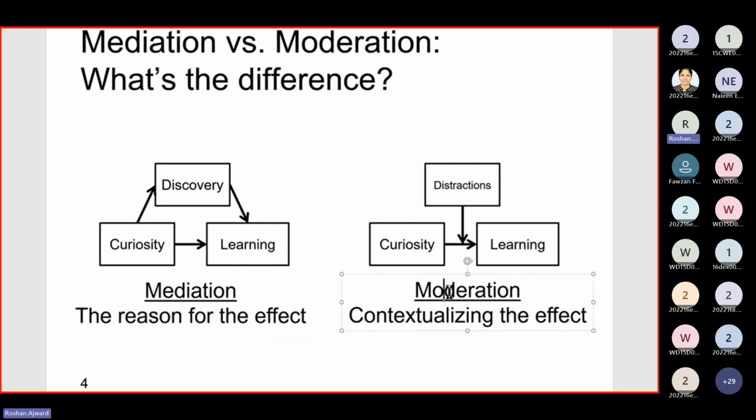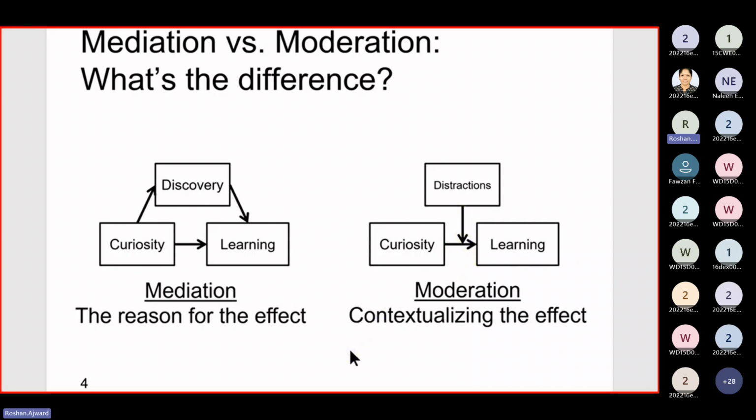Now, a moderator is very different from that. A moderator is just to contextualize the effect. So curiosity impacts learning. We understand that there's some positive effect there. But this effect right here is different when you have more or less distractions. So in the presence of few distractions, curiosity can lead to a lot of learning. In the presence of a lot of distractions, even if you have curiosity, not much learning might take place. So we would say that distractions dampen the positive relationship between curiosity and learning.